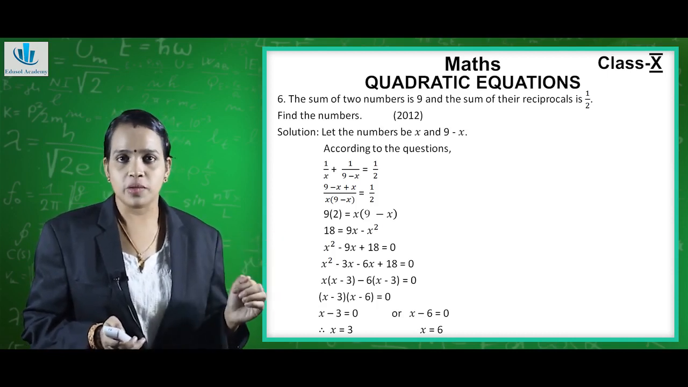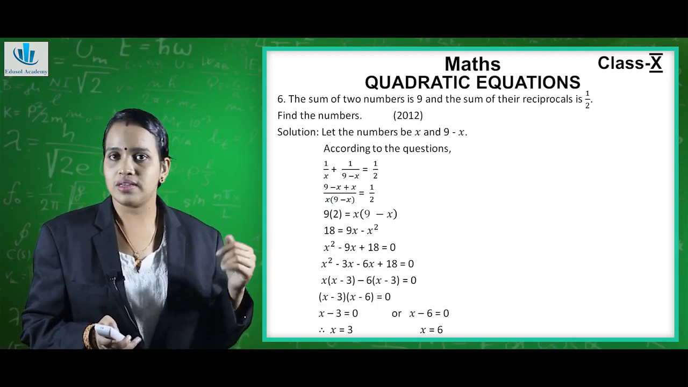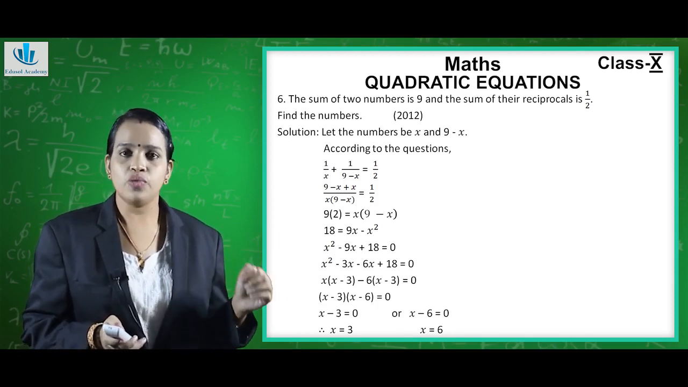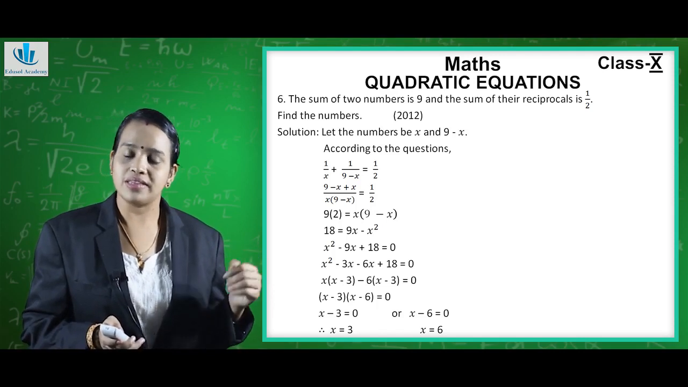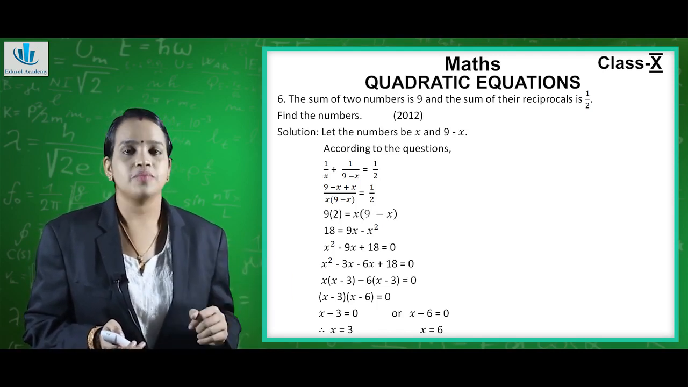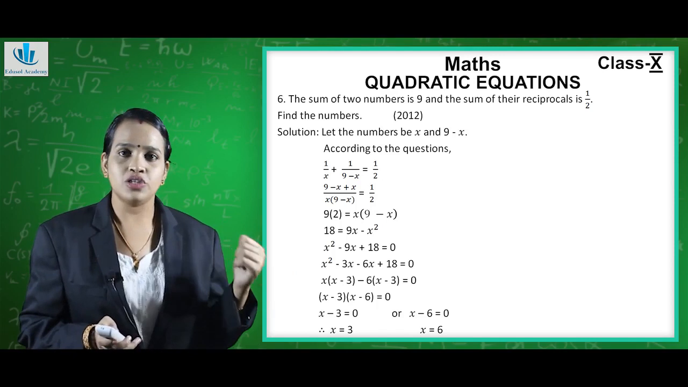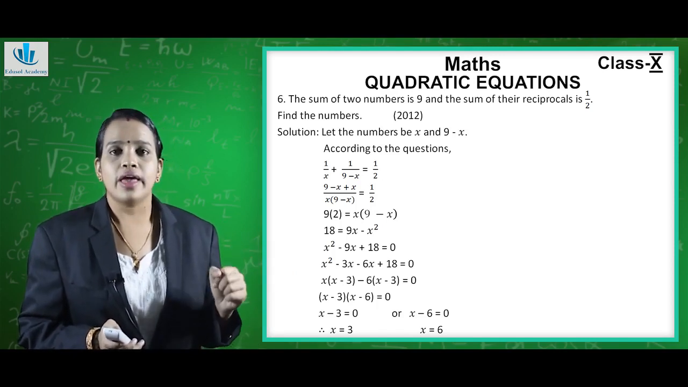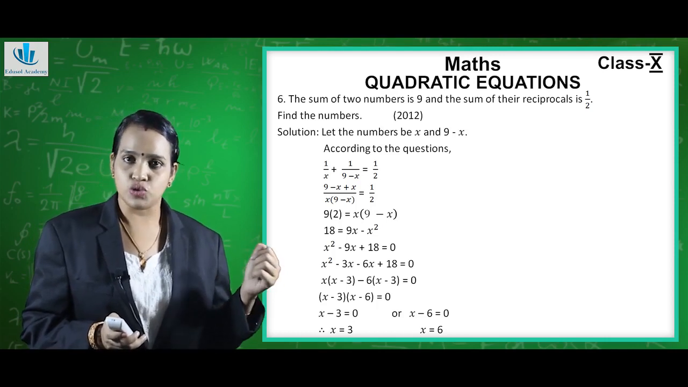Again we can cross multiply here. Minus x plus x, it gets cancelled. So 9 into 2 equal to 1 into x into 9 minus x, that is x into 9 minus x. So we can solve here. 9 into 2, 18, equal to x into 9, 9x, x into x minus x raised to 2.